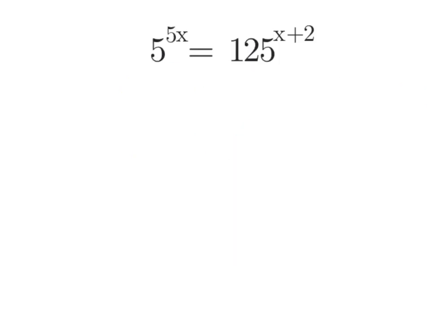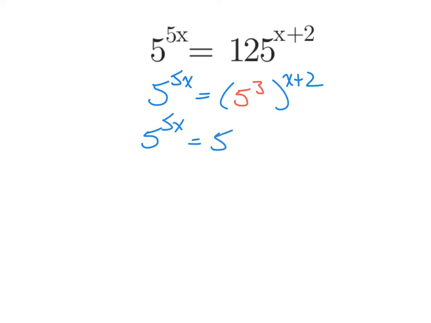Let's go with one last example. 5 to the 5x is equal to 125 to the x plus 2. And of course our strategy is still the same. Get those bases to be the same. 125 to the x plus 2. That 125 is 5 to the third power. Now we'll have the bases that are equal to each other, so 5 to the 5x. And on the right side, when we go power to a power, 3 times the quantity x plus 2 is 3x plus 6.